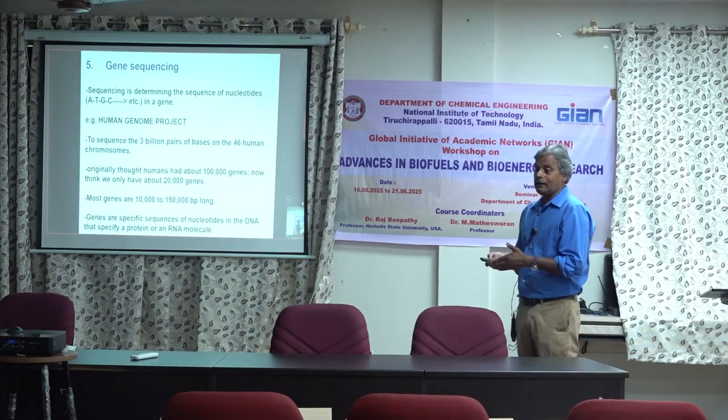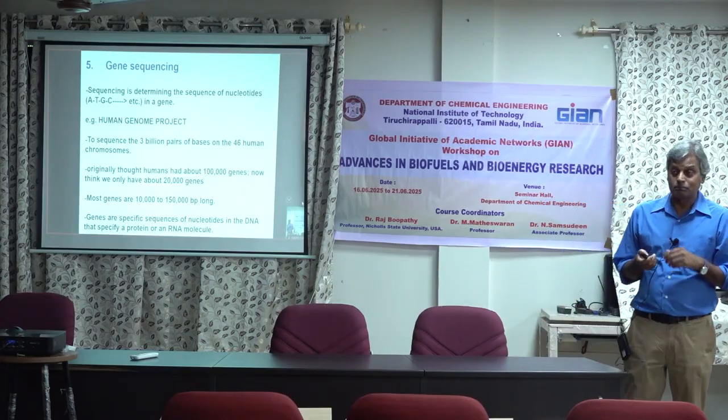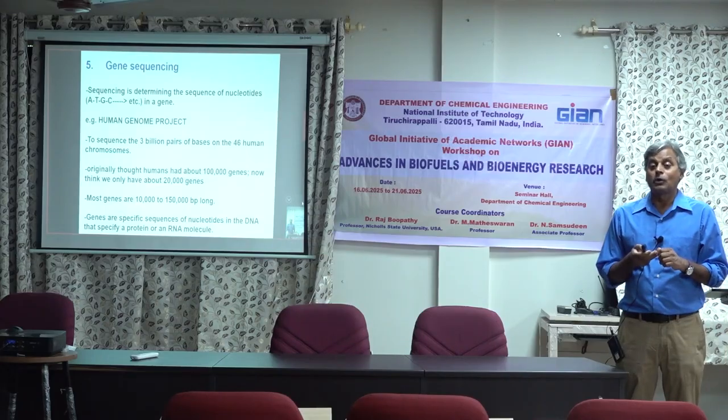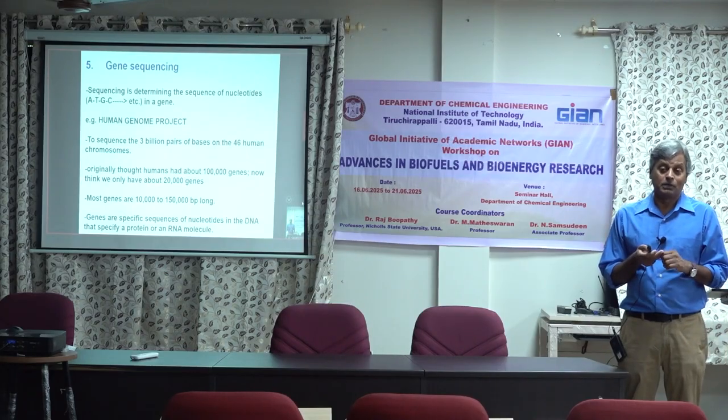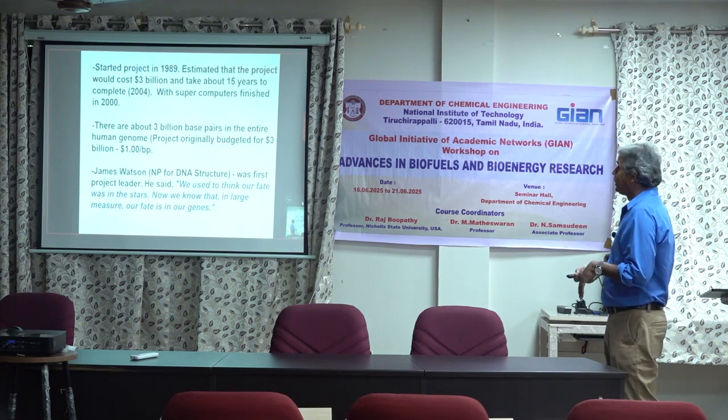Gene sequencing, now we are done. We know from the Human Genome Project that we all have 3 billion nucleotides that make a human, and 20,000 genes. Those are things already done. So 3 billion base pairs, and 20,000 human genes.